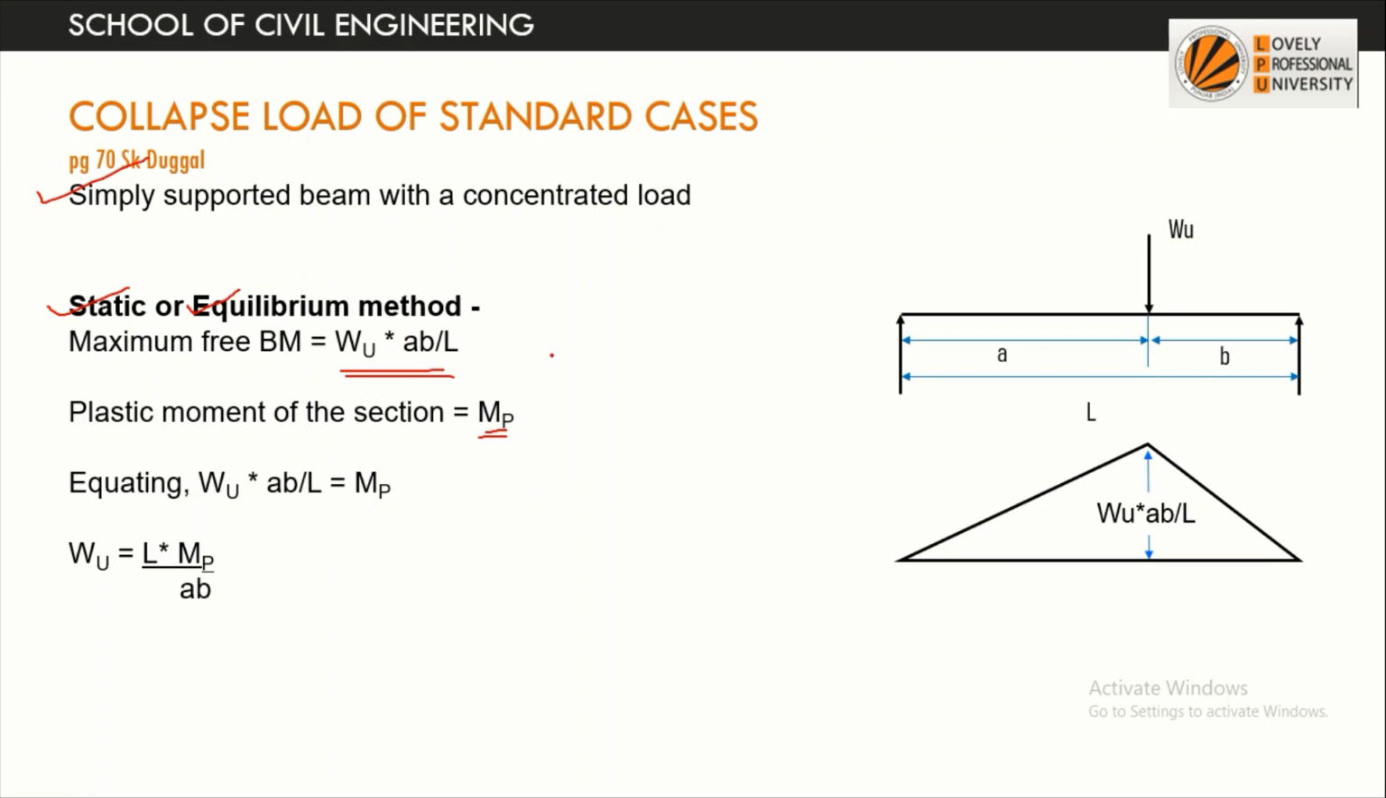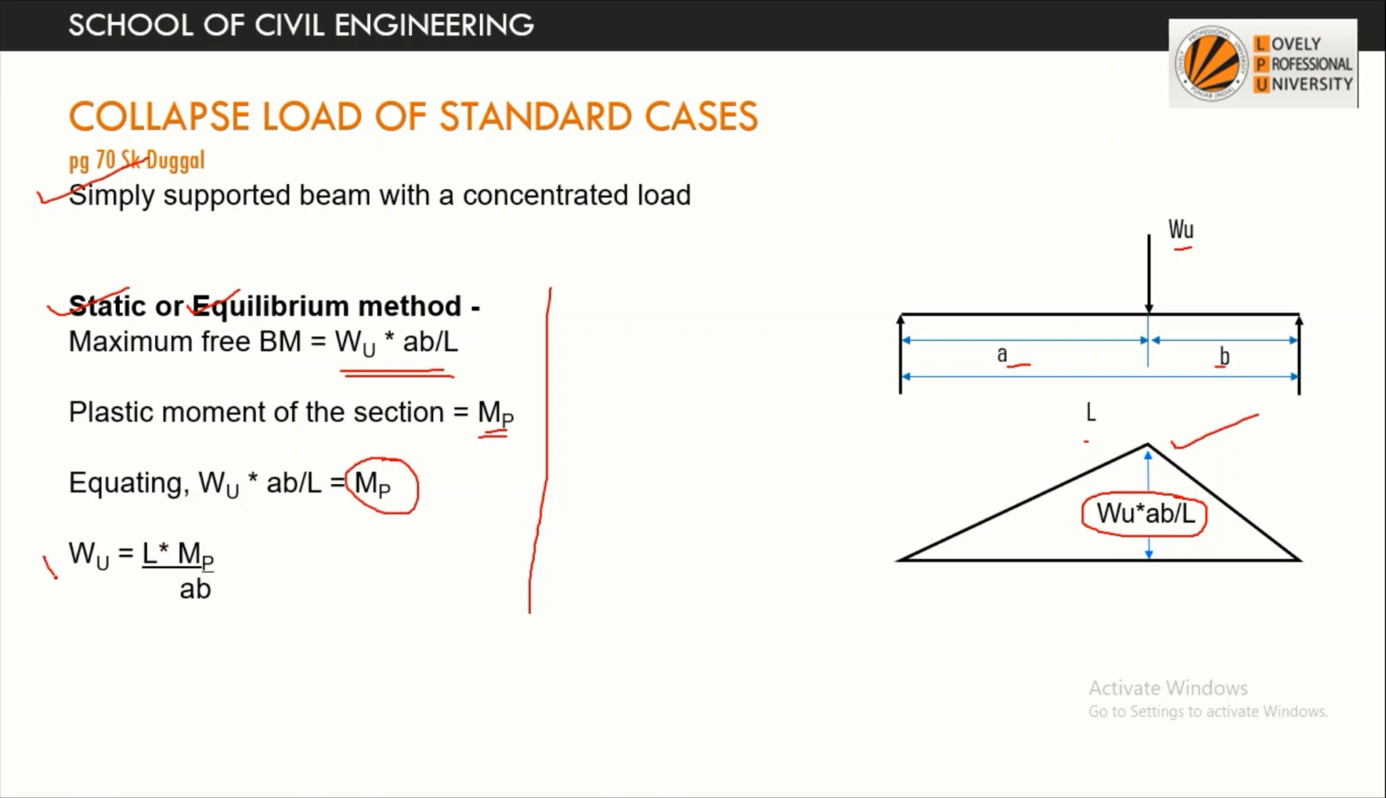This is applicable for standard cases. So this is the bending moment diagram. We know what the bending moment will be at this point under the load. It is W into a into b by L. So this value, W a b by L, we have to equate with Mp.